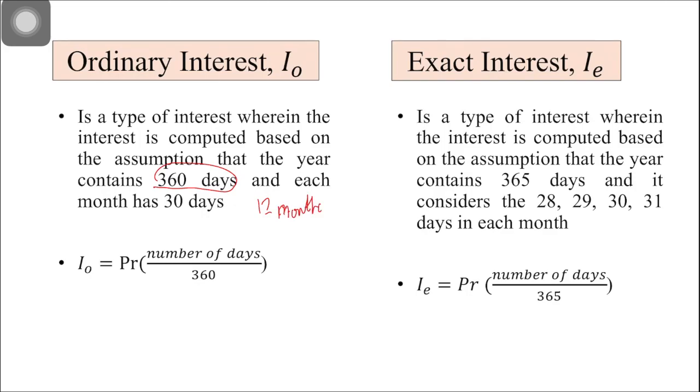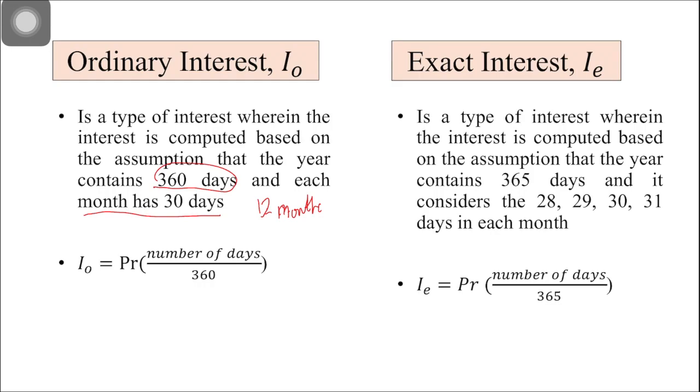So, and each month has 30 days. So, if each month has 30 days, so, it has 12 times 30 days. So, that's 360 days. So, this is the formula in getting the ordinary interest. So, I sub O is equal to PR times the number of days over 360.